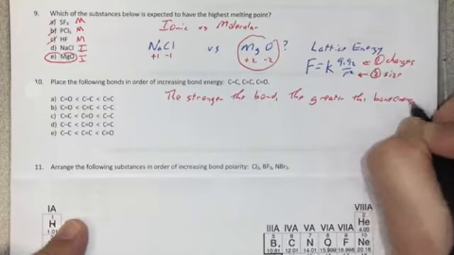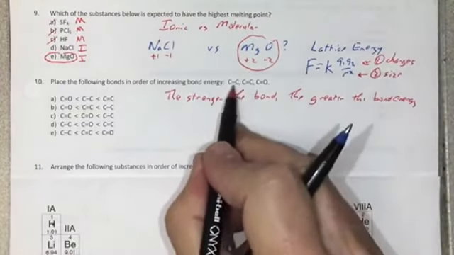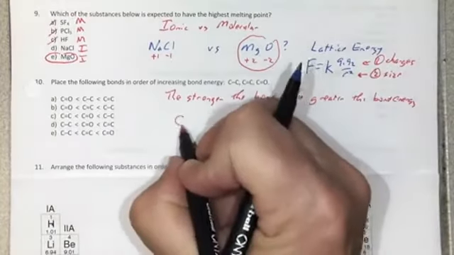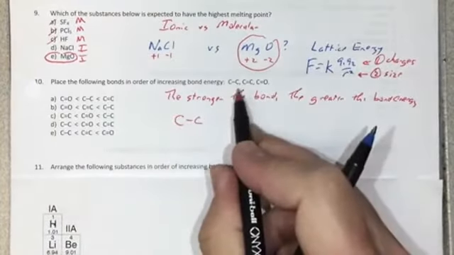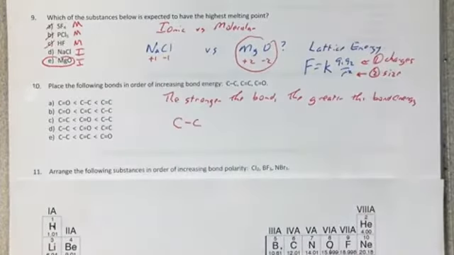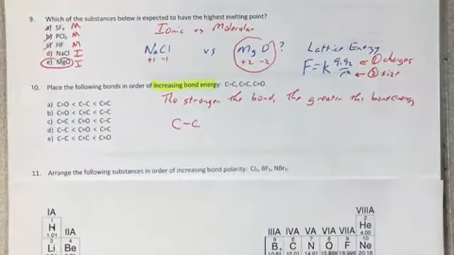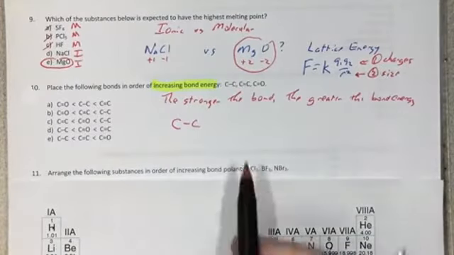As we look at this, first of all, a single bond is weaker than a double bond. So the one with the lowest bond energy is the carbon-carbon single bond, because we're doing this in order of increasing bond energy. We're starting with the weakest bond energy and going to the greatest bond energy. A carbon-carbon single bond is the weakest.